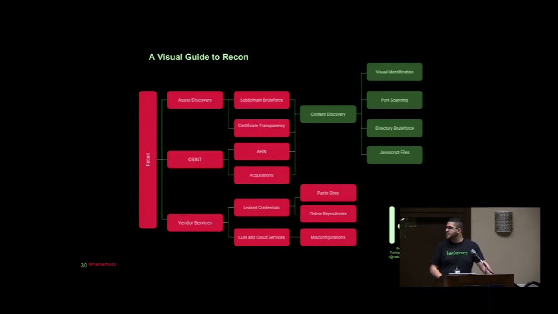The content discovery idea is pretty much this: you want to get a visual image of what the application looks like. You want to do a port scan. You're more than welcome to scan every 65,000 port that's out there, or you can just do some of the common ports that you have collected as you have done your work on different programs or different companies. And then you also want to do a brute force for directories and files, and then you want to do some JavaScript, which is kind of messy, but we made it a little bit easier this year.